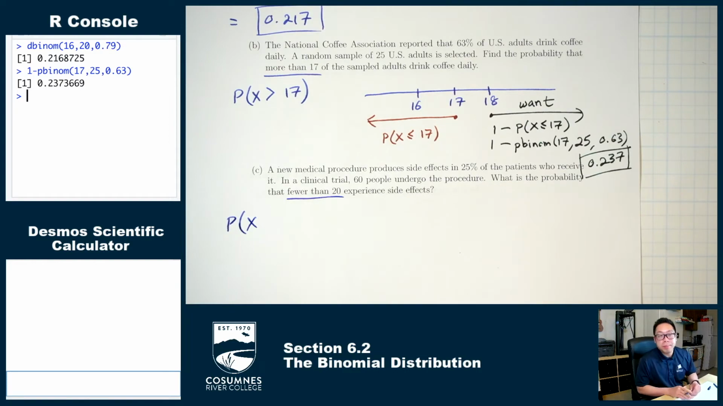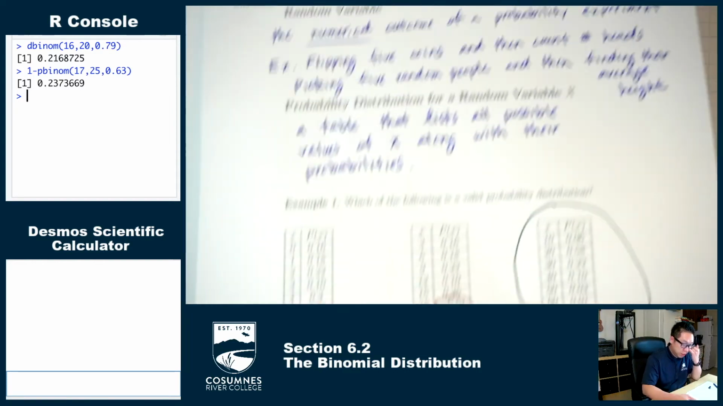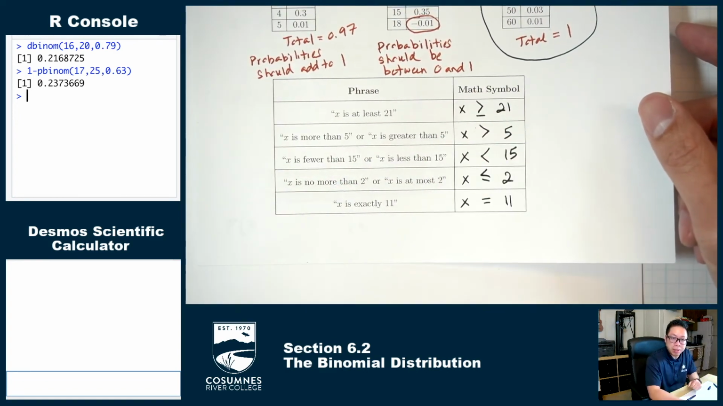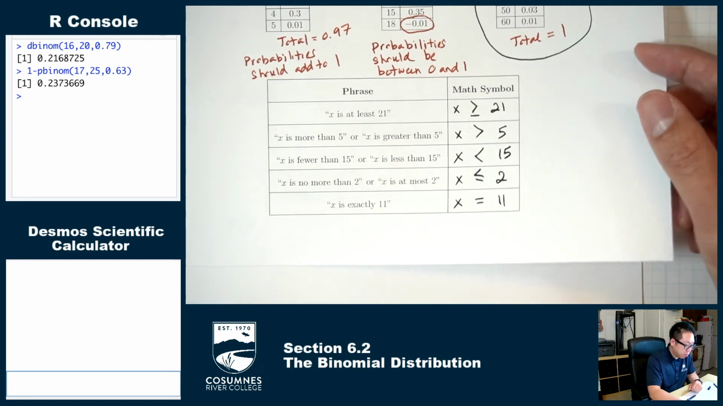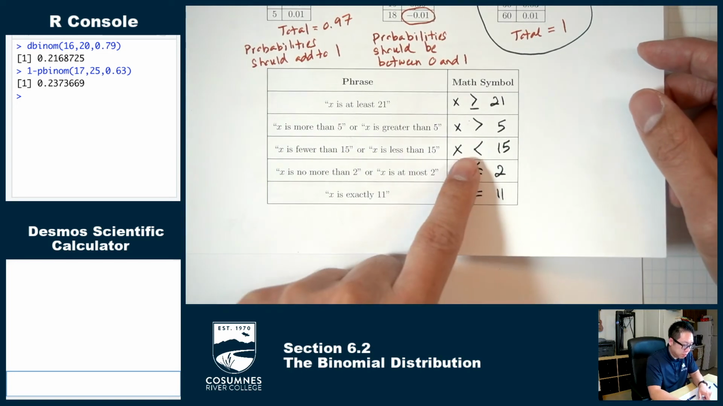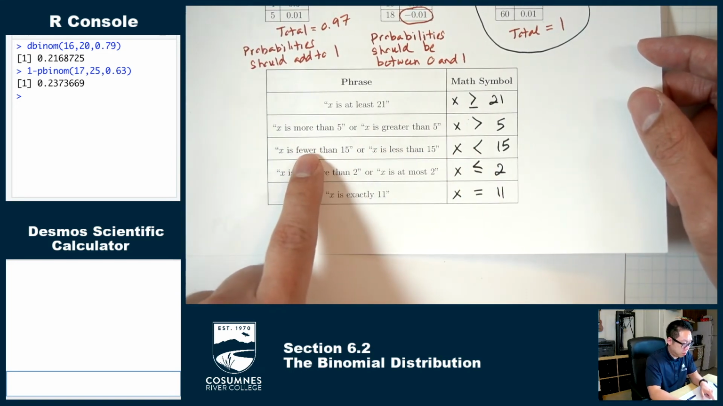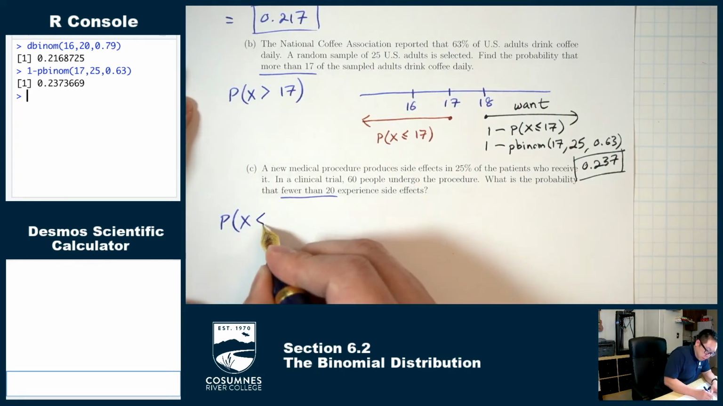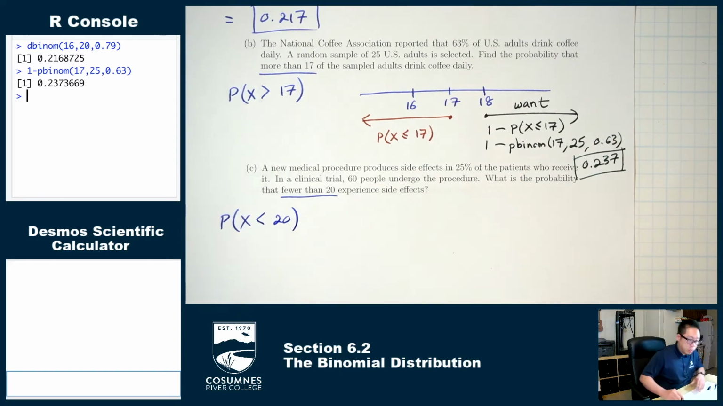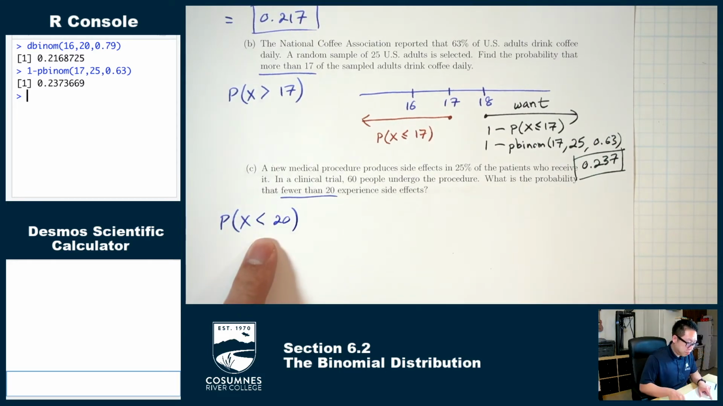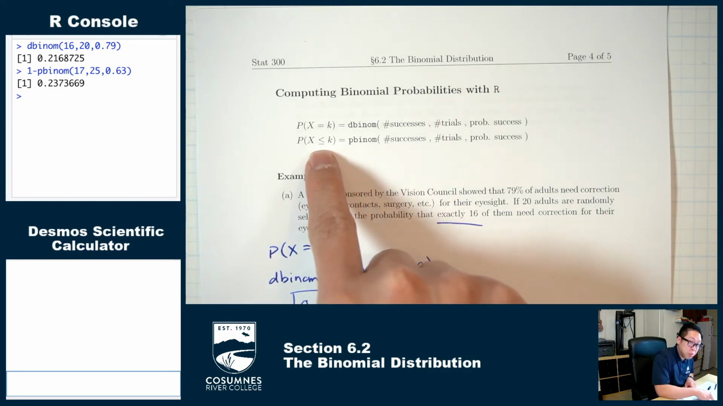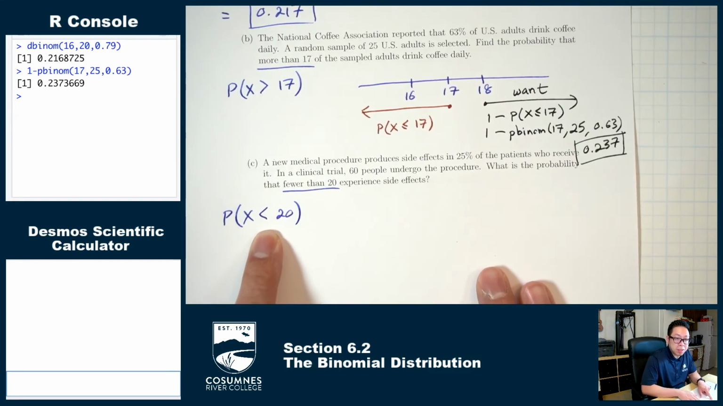Fewer than 20. So if you need to, go back to the dictionary on the front page of the 6.1 notes that lists the phrases and also how to translate them. So less than or fewer than 20 is a less than. So fewer, less than. So this is a less than 20. Okay, less than is not one of the things that R is going to do for me directly, right? It does less than or equal, but not just less than.